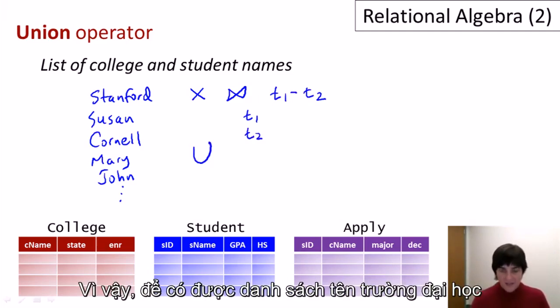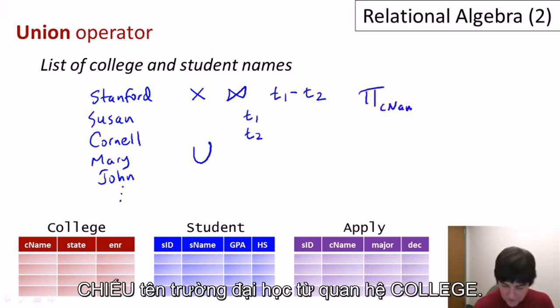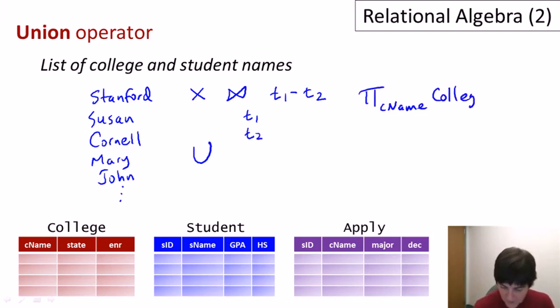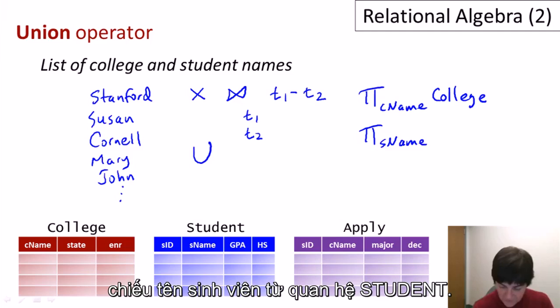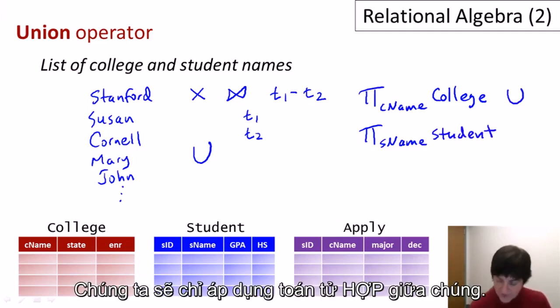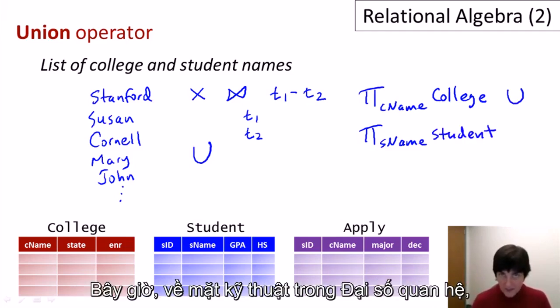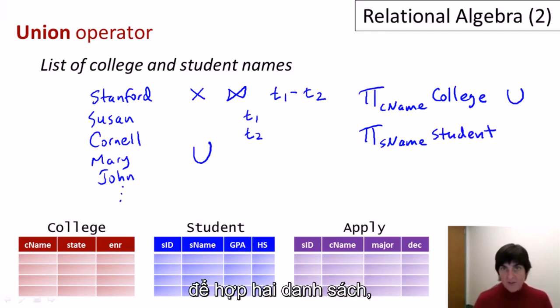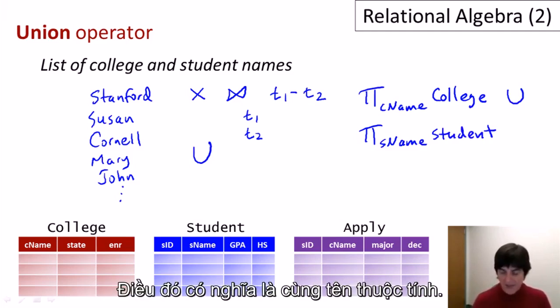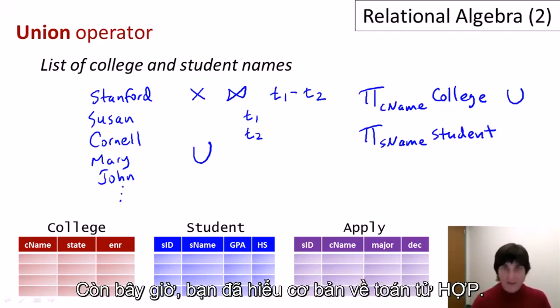So in order to get a list of the college names and the student names, we'll project the college name from the college relation. That gives us a list of college names. We'll similarly project the student name from the student relation. And we've got those two lists, and we'll just apply the union operator between them, and that will give us our result. Now, technically, in relational algebra, in order to union two lists, they have to have the same schema. That means the same attribute name, and these don't, but we'll correct that later. For now, you get the basic idea of the union operator.